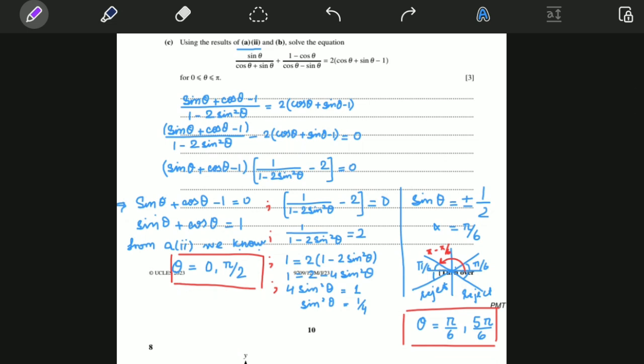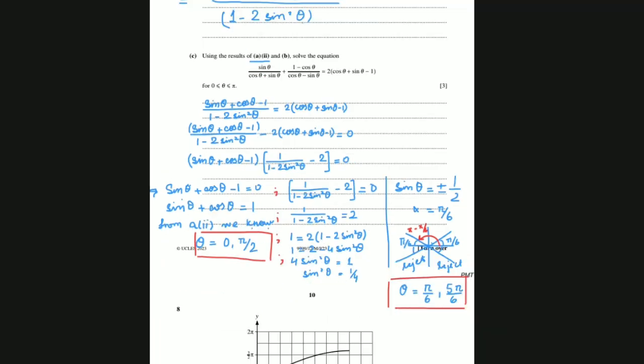The only tricky part was the use of A part 2. The rest was just as we normally solve trigonometric equations. Okay, let's start with question 8 now.